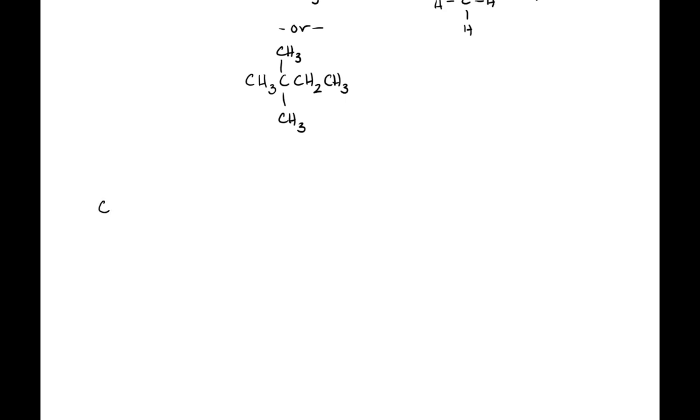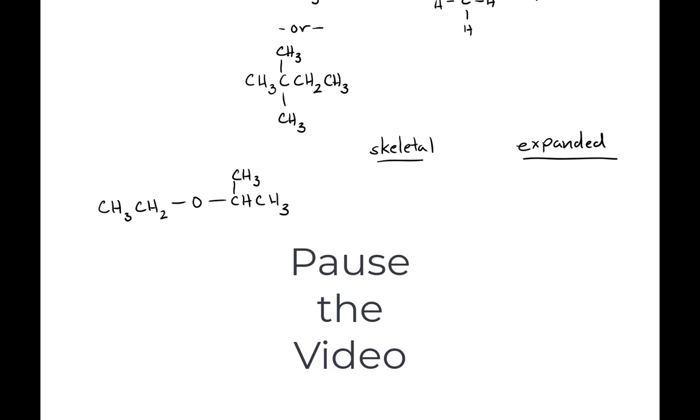This time I'm going to start out by giving you the condensed form of the molecule. Now I'm showing 2 bonds on that oxygen, but remember there are 2 lone pairs also on that oxygen, even if they're not shown. I'd like you to draw out the skeletal structure as well as the expanded structure. Please pause the video and return when you're done with your drawings to check your work.